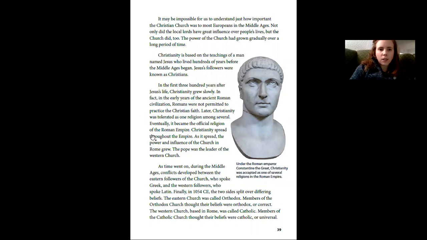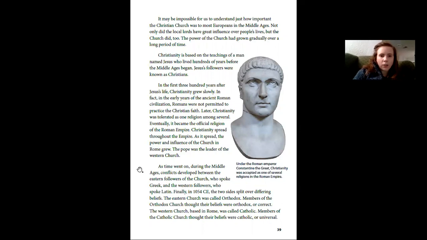Later, Christianity was tolerated as one religion among several. Eventually, it became the official religion of the Roman Empire. Christianity spread throughout the empire. As it spread, the power and influence of the church in Rome grew. The Pope was the leader of the Western Church. Here I see under the Roman Emperor Constantine the Great, Christianity was accepted as one of several religions in the Roman Empire, meaning that there were other religions that were practiced as well.